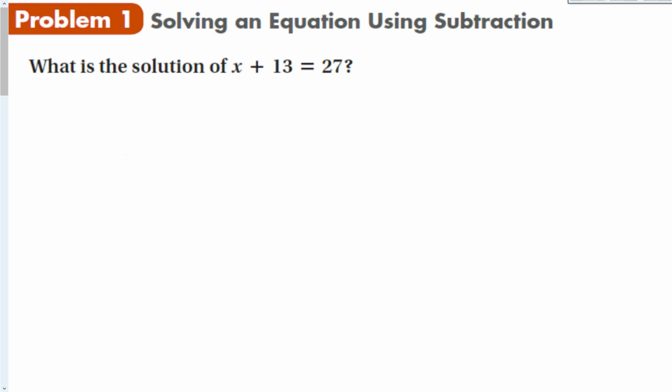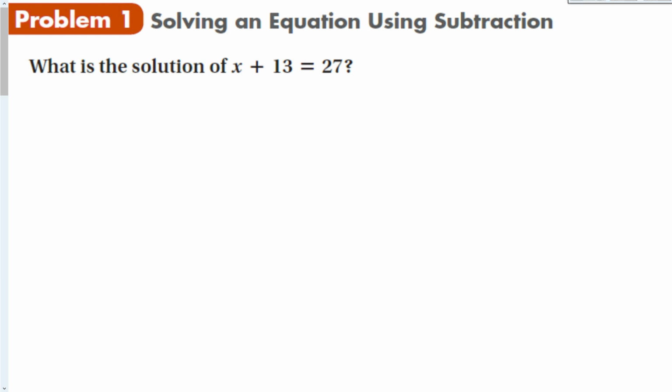Let's take a look. So problem 1. What is the solution of x plus 13 is equal to 27? So we're solving an equivalent equation using subtraction because I clearly see right here I have addition. Okay? And if I want to undo addition, I use subtraction. And mostly when we do equations, we like to do a top-down approach. So we start with our equation right here in our top row, and we're going to work down, making each equation simpler and simpler so I can see the steps that are going on.